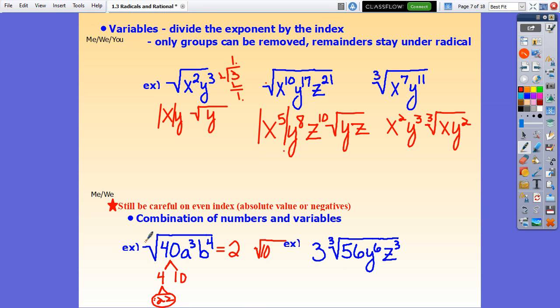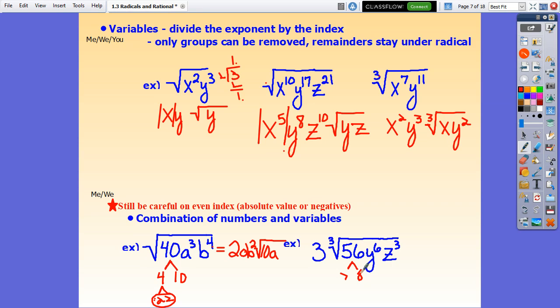A's, if I put them in groups of 2, I have enough for one group, but I have 1 left over, couldn't leave the house. B's, I have enough for 2 B's, and there's no B's left over. I check my index, it stays the same. Did I go even to odd? No, I went even to even, and I went odd to odd, doesn't matter. Boom, there's my answer.